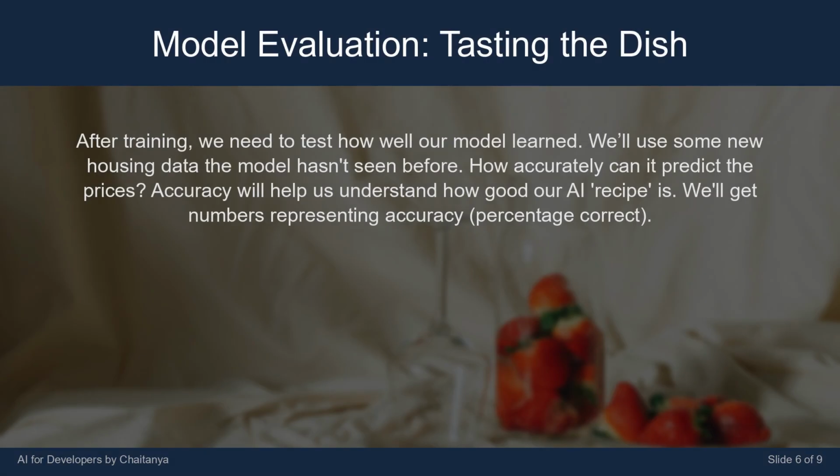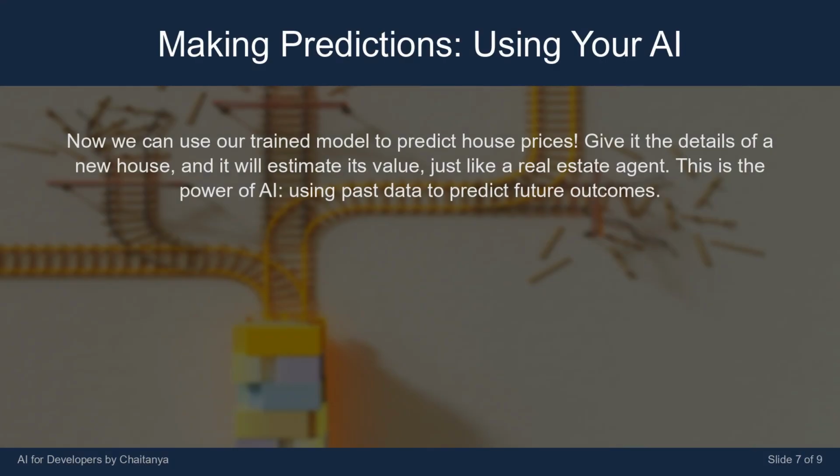After training, we need to test how well our model learned. We'll use some new housing data the model hasn't seen before. How accurately can it predict the prices? Accuracy will help us understand how good our AI recipe is. We'll get numbers representing accuracy. Percentage correct. Now we can use our trained model to predict house prices.